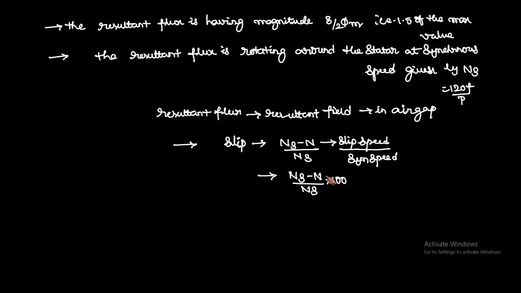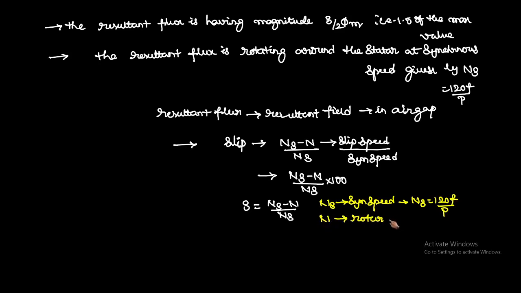Sometimes you will get this in the problem. So what is the slip? Slip is normally represented as s equals ns minus n divided by ns, where ns is the synchronous speed, which you already know, ns equals 120 f by p. Next, n is the rotor speed. And s is the slip here.